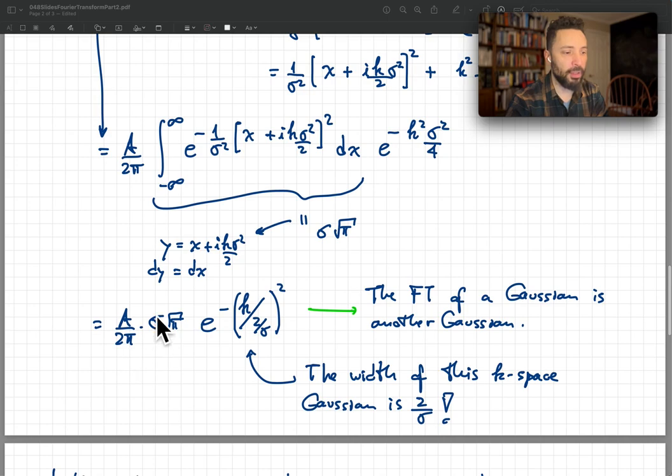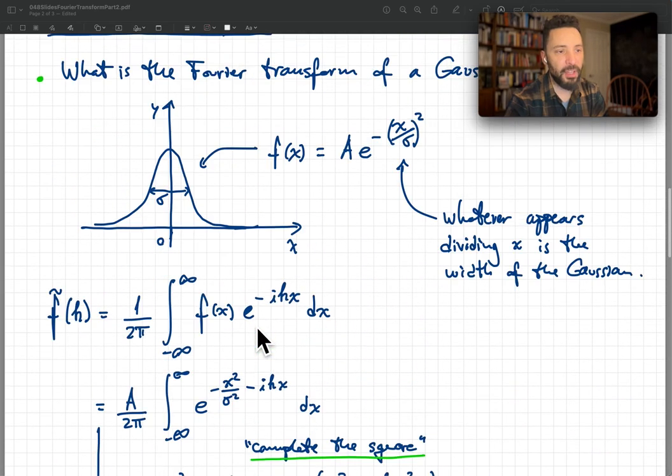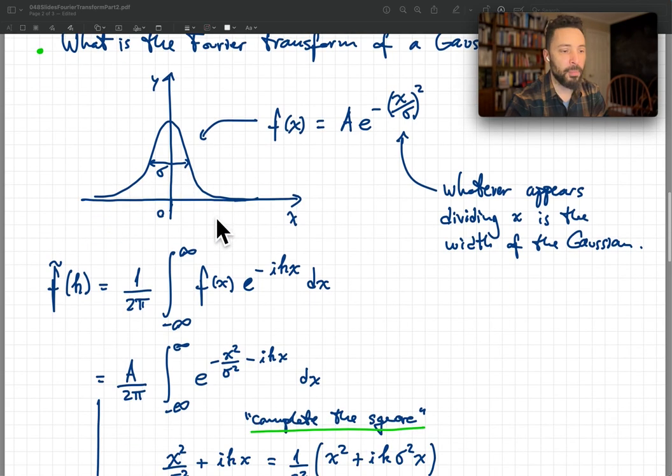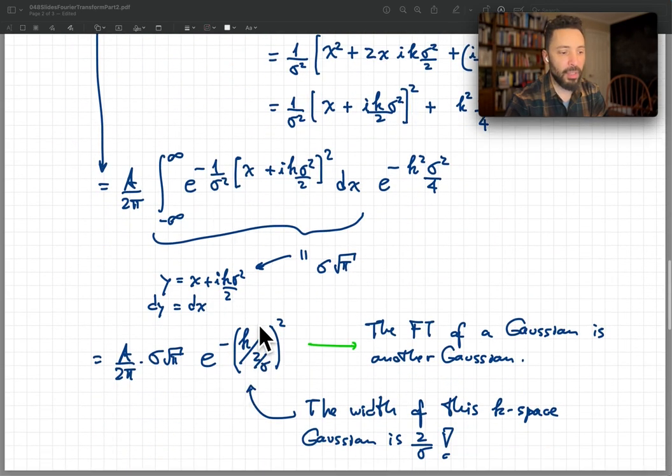It's 1 over 2 pi, sigma square root of pi, and e to the minus k divided by 2 over sigma, this whole thing squared. So why did I write this as 2 over sigma and this sigma squared over 4? Well, you could write this as k sigma divided by 2, the whole thing squared, but I like to divide by this. Why? Because remember what we said, that whatever appears dividing our variable is the width of the Gaussian. So this sigma is the width of this Gaussian, but down here in the Gaussian in k space, 2 over sigma is what appears dividing the variable.